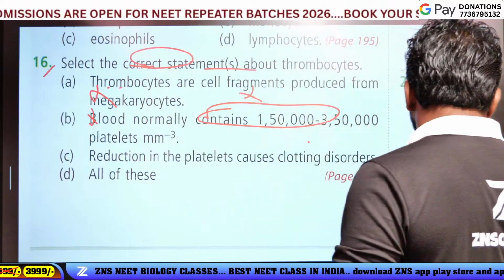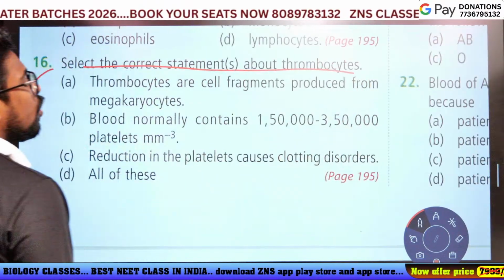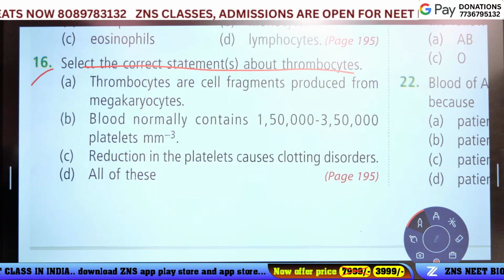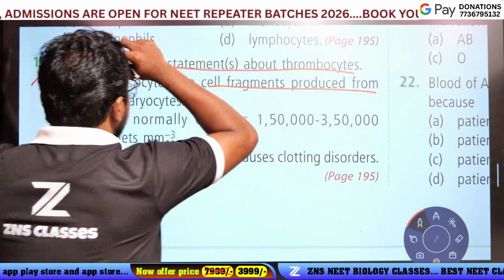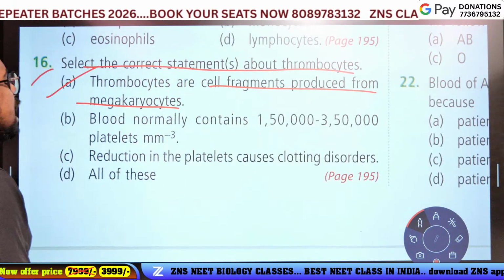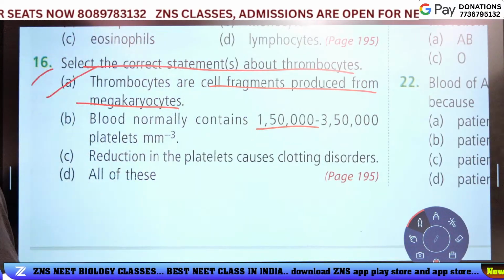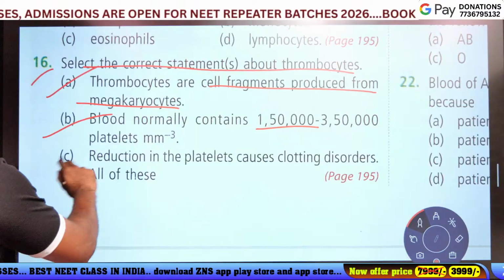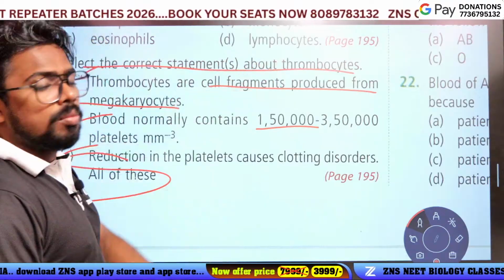The 16th question. Select the correct statements about thrombocytes. Thrombocytes are cell fragments produced from megakaryocytes. Option 1 is correct. The blood normally contains 1.5 lakh to 3.5 lakh platelets, correct. Reduction of platelets causes clotting disorder, correct. So all statements are correct about thrombocytes.